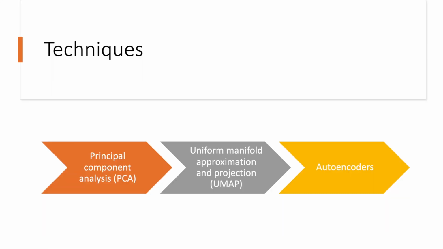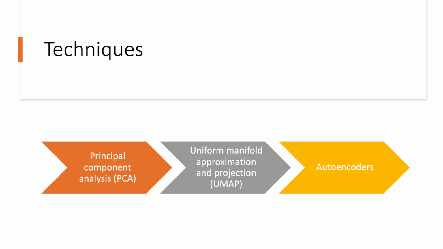There are 3 widely used techniques for dimensionality reduction. One of them is principal component analysis, in short PCA, and you probably have heard a lot about it, and we're going to discuss it a bit in this video as well. Another one is uniform manifold approximation and projection, or in short UMAP, and autoencoders. We already discussed the autoencoders a bit in previous lectures.